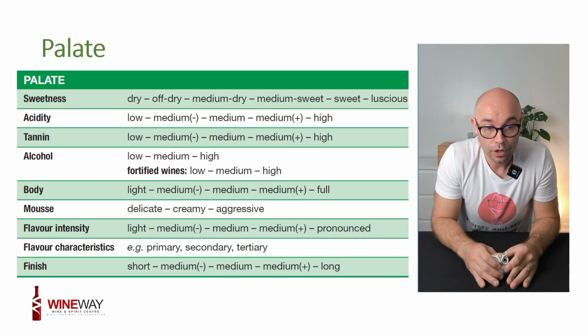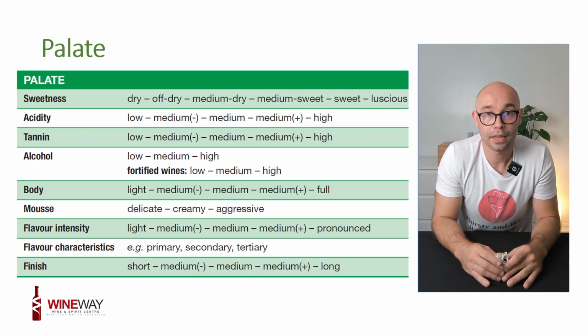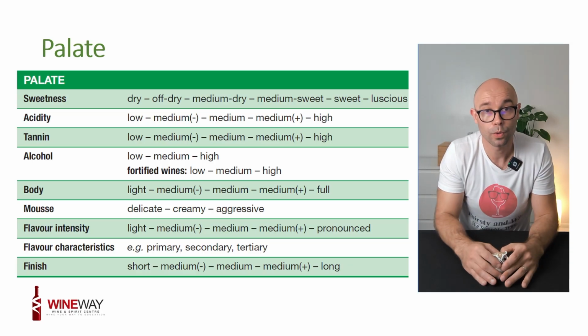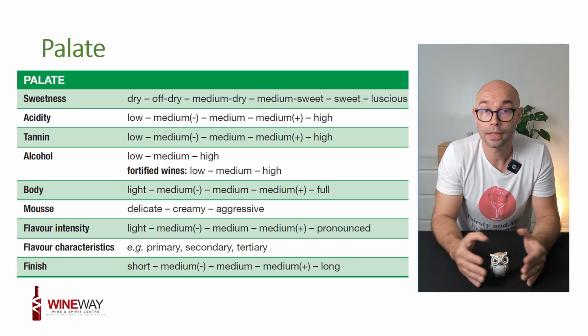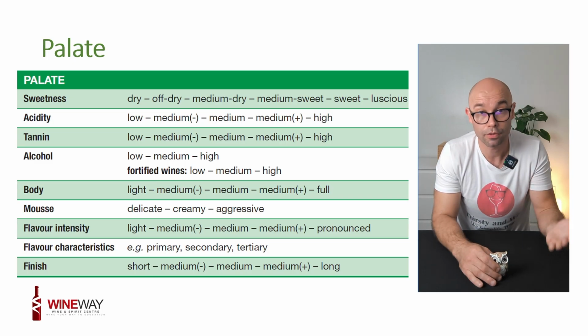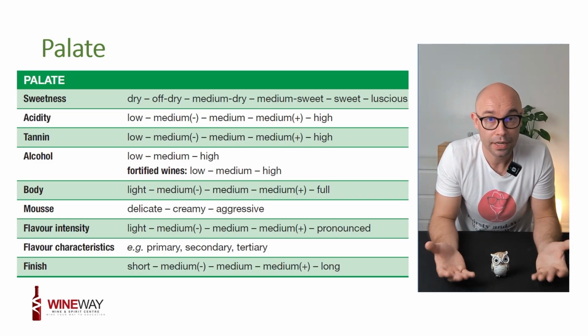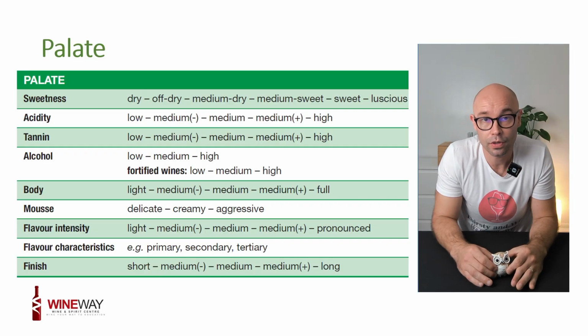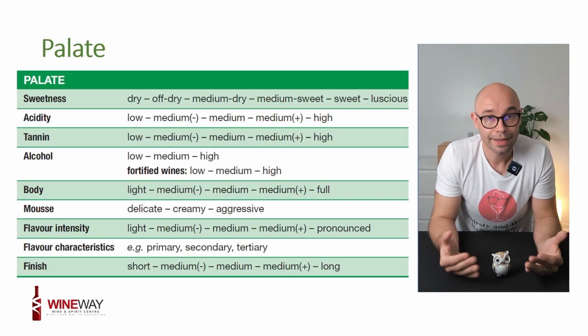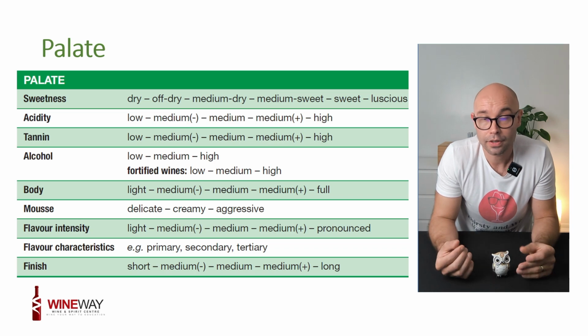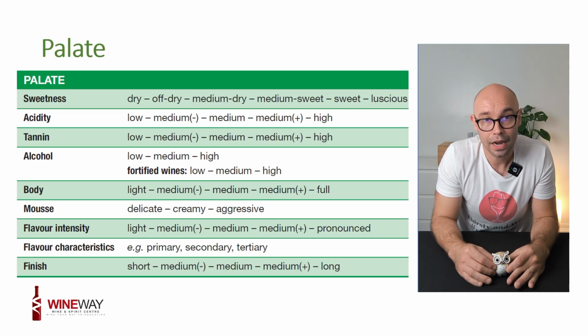Tannin is only going to be used for red wines. Tannin can be low, medium, and high, medium minus, and plus. Tannin gives body and texture to the wine. It comes from the skins of the grapes. It's also an indication of the grape variety. Grapes that have thinner skin usually have lower tannin in the wine, like Gamay and Pinot Noir, versus grape varieties like Syrah and Cabernet Sauvignon. They have thicker skin and usually produce higher tannin wines.